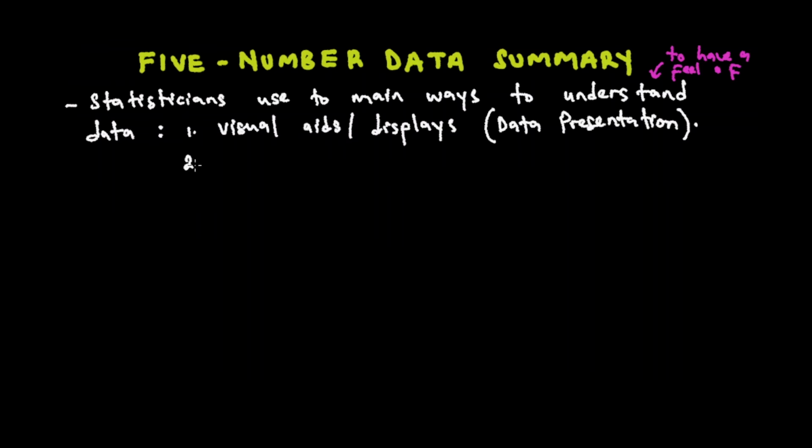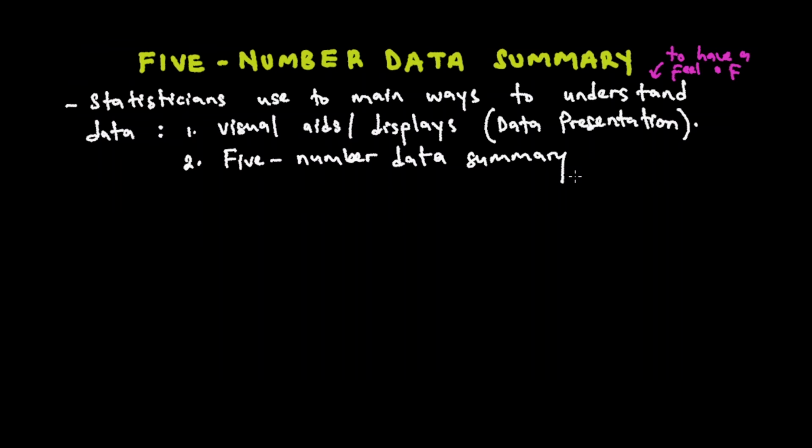So the second way which statisticians use to understand data is what we refer to as the 5-number data summary. This 5-number data summary is the subject of our lesson today. Our aim now is to reduce a large batch of data to just a few numbers which we can grasp simultaneously and thus help us to understand the important features of the data set as a whole.